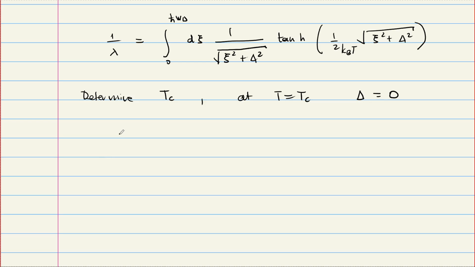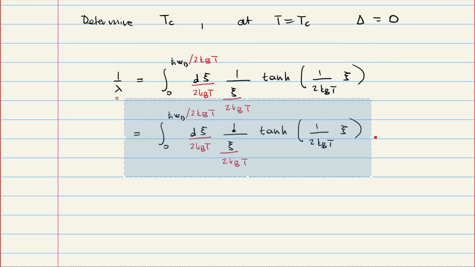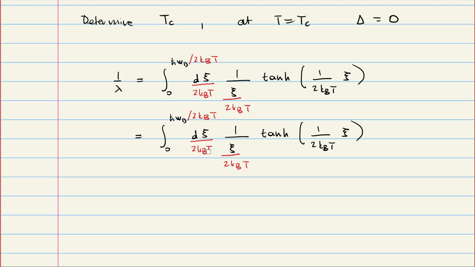It is something like 1 over lambda is equal to the integral from 0 to h bar omega D, let me shift just a little bit, d psi, 1 over psi, right? Delta is now 0. And I put tanh of psi over 2 kBTC. Delta is 0, so this is psi. And I want to define this 2 kBTC here and 2 kBTC here. So this is exactly at TC, delta is 0, right? So this is TC, and these are all TCs.